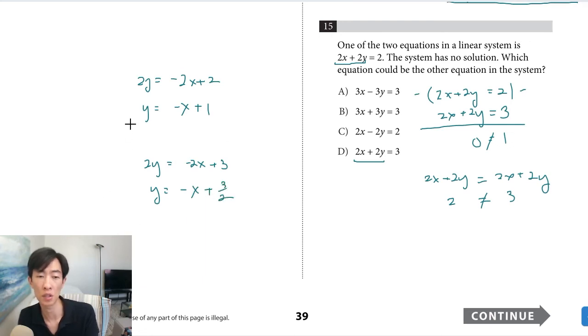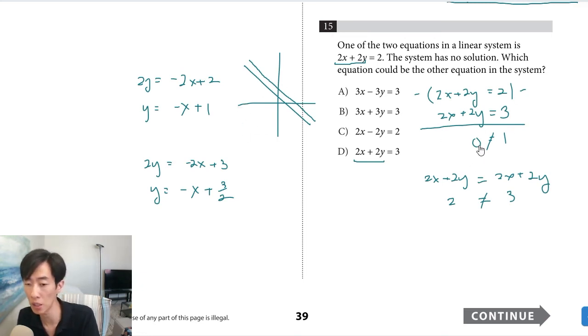So visually, what's this going to look like? You've got a line with a slope of negative 1 and a y-intercept of 1. It's going to look like that. Here, you've got a slope of negative 1 also, and the y-intercept is 3 halves, so it's like 1 1/2. So this is going to be a parallel line that's right above the other line, and basically parallel lines never meet. So visually, that's what it looks like when they have no solution.